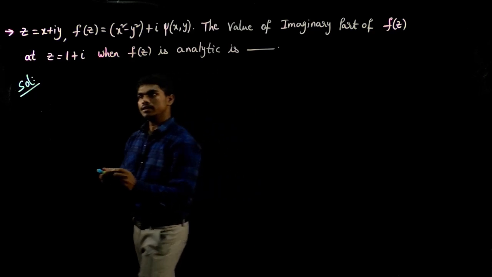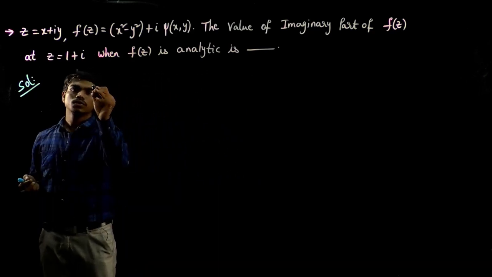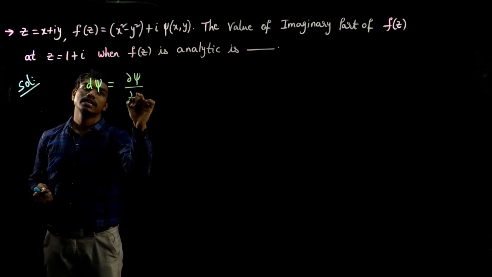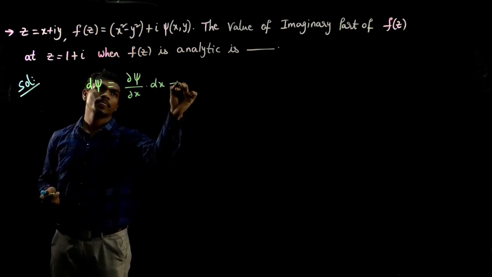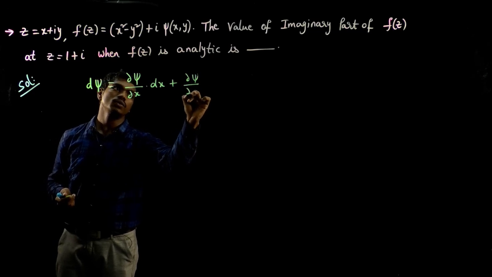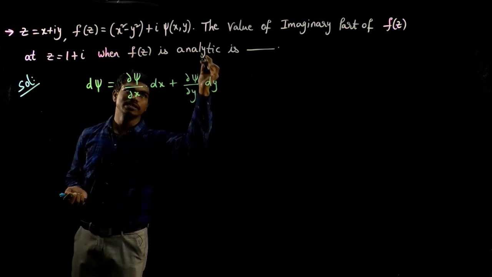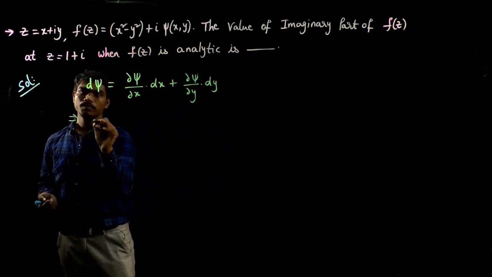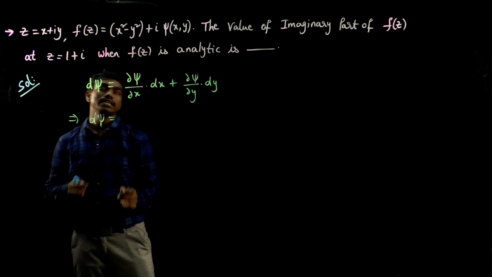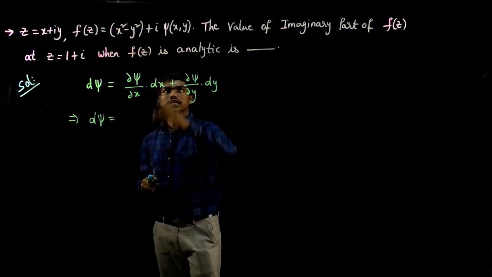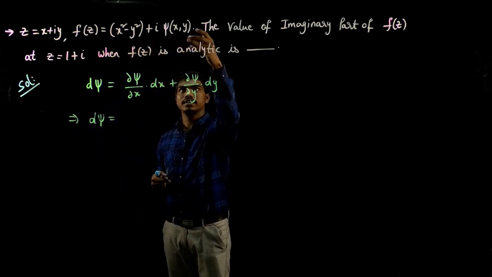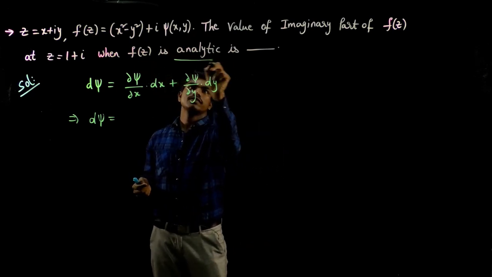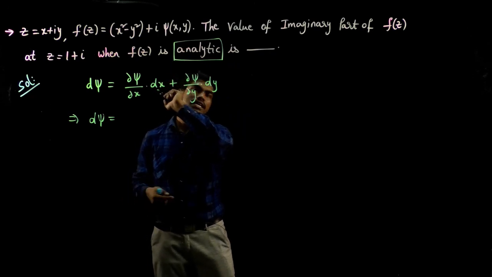Now look, one thing, we want psi, correct? So we have d psi is equal to dou psi by dou x into dx plus dou psi by dou y into dy, because it's a function of two variables and this is as per the total chain rule. So this implies d psi is equal to, see, we don't have any expression for psi of x comma y, means we don't have any function to substitute for dou psi by dou x, but it's given one important word here, which is that this function f of z is analytic.